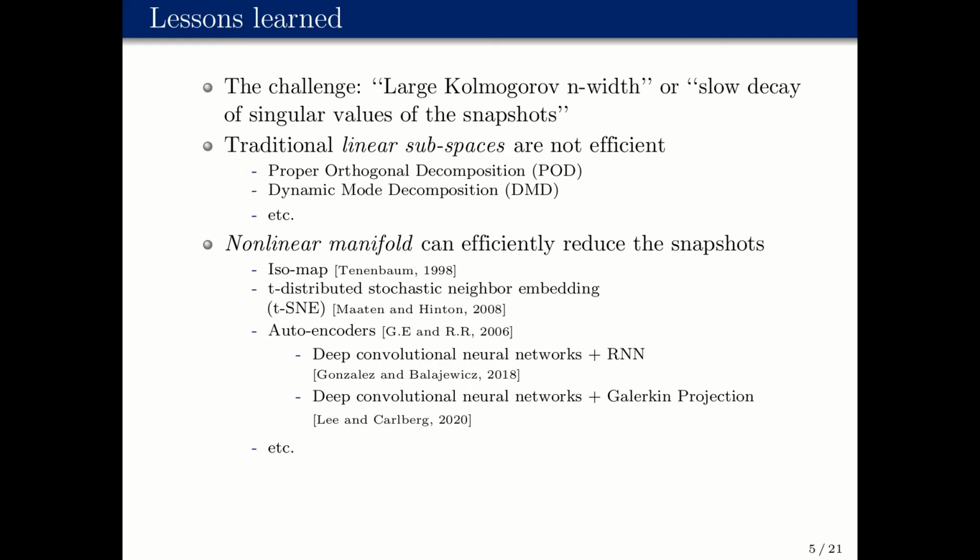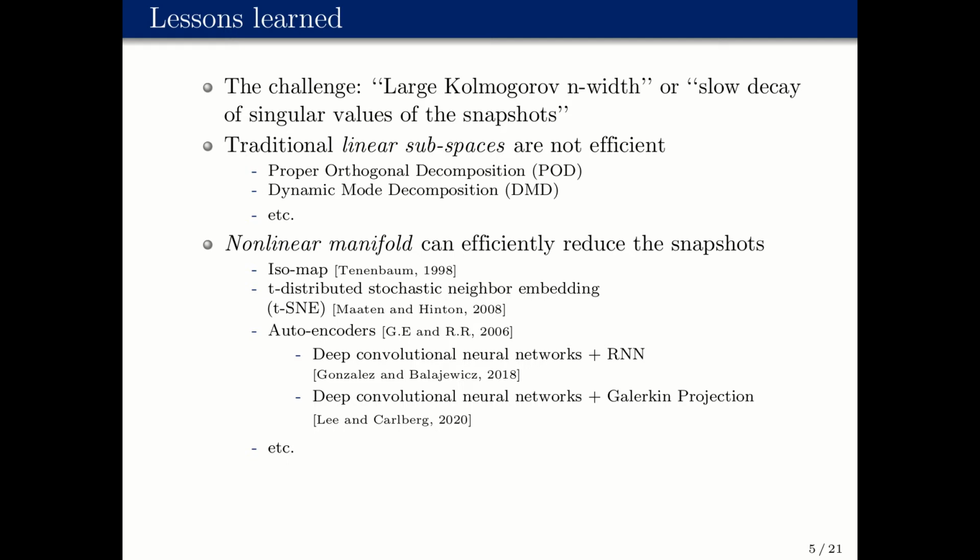And from these models, only neural network-based autoencoders have been used to successfully reconstruct the model on this low-dimensional subspace or manifold. One of the breakthroughs is deep convolutional neural networks and Galerkin projection that have been developed only this year by Lee and Carlberg. They also have a complementary work today that I suggest you follow if you are interested in the topic.